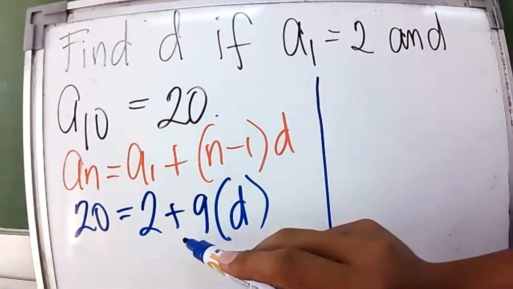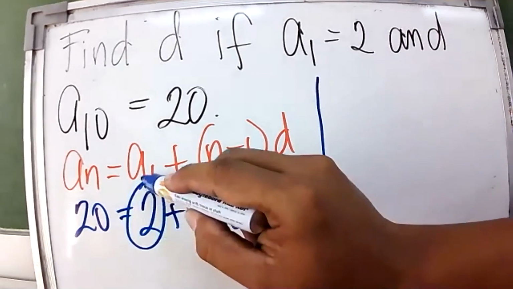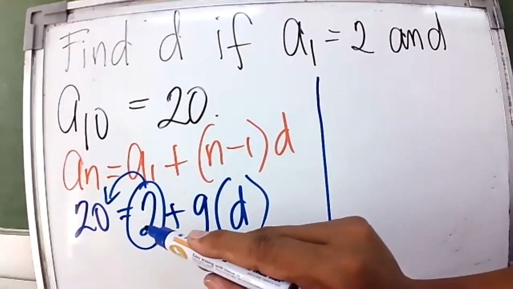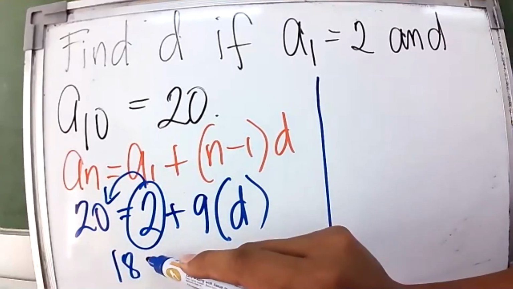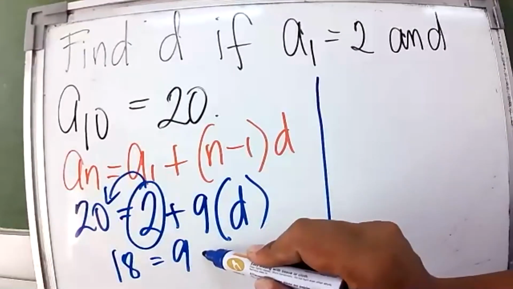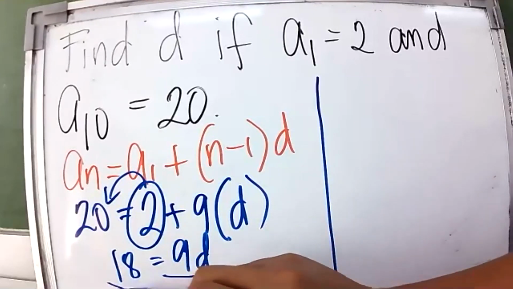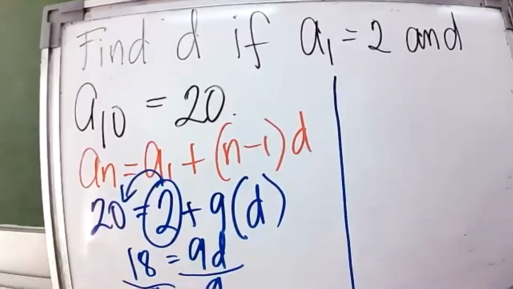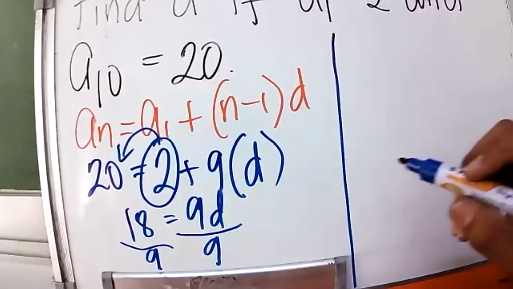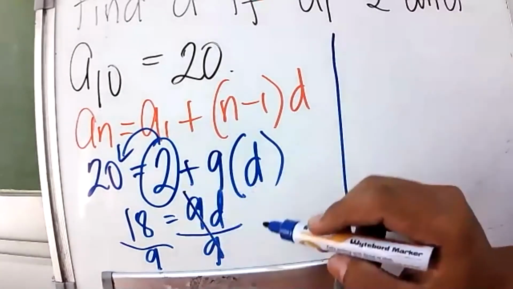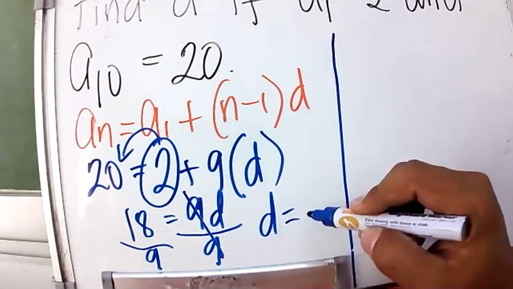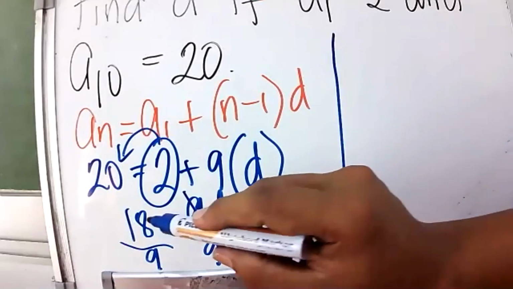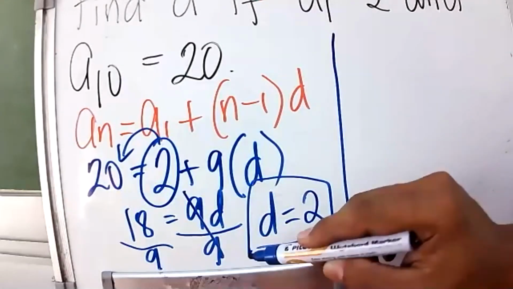Okay? Now, to solve this, transpose to the other side. So that becomes 20 minus 2, that's 18, is equal to 9d. Divide both sides by 9. See? Divide both sides by 9. So, d is equal to 18 divided by 9, that's 2.